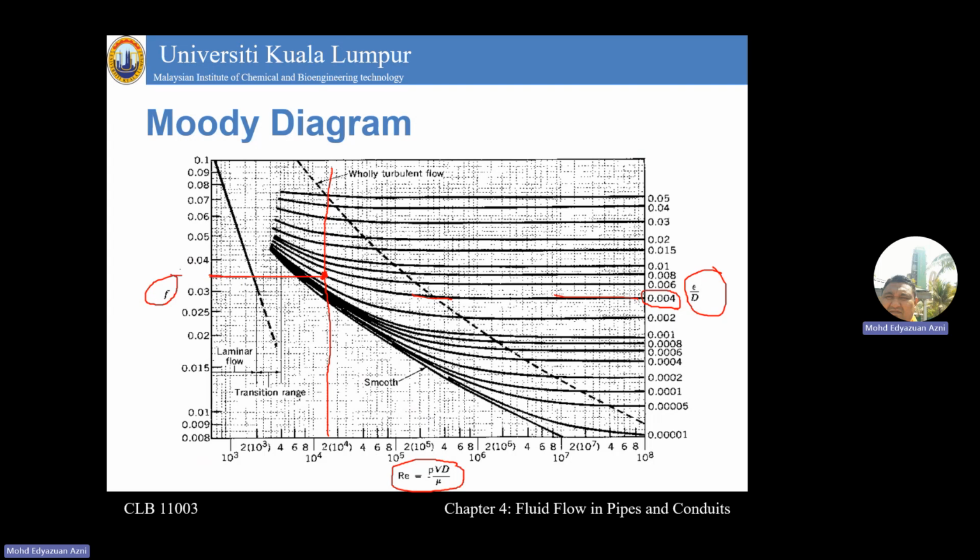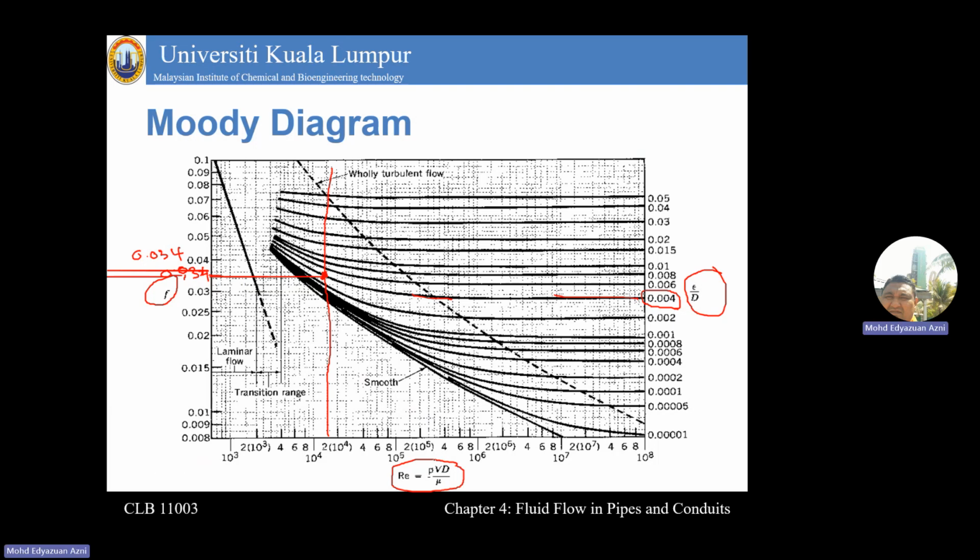So from here, you need to look at the scale over here. At the end, we know right here is 0.03, about 0.034 for the friction factor. So we will try it again during our tutorial class.